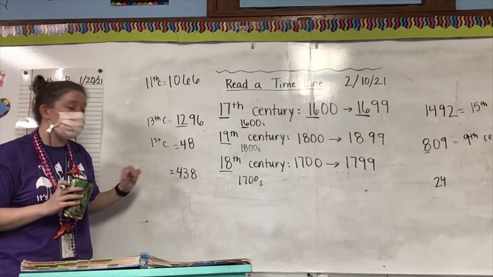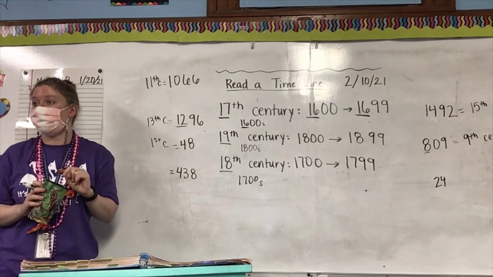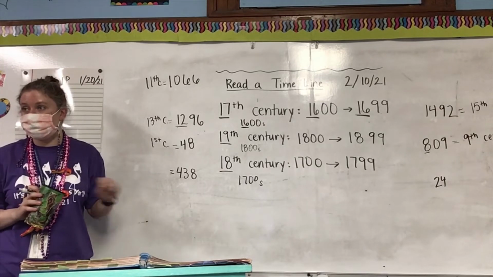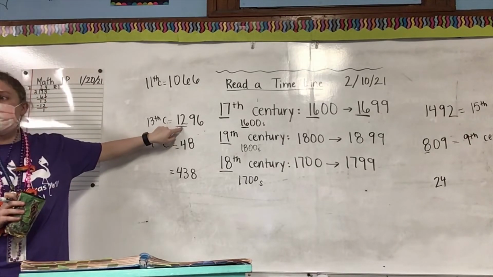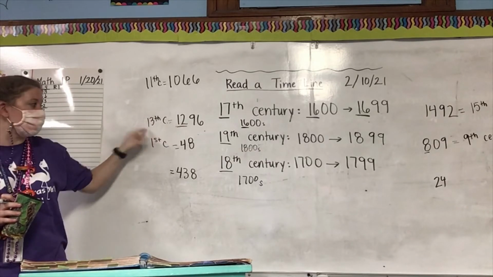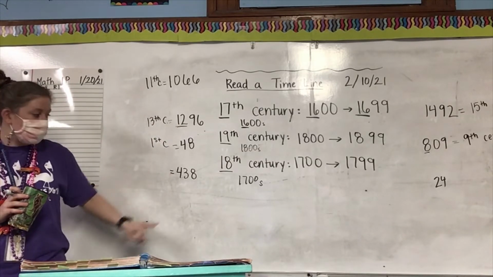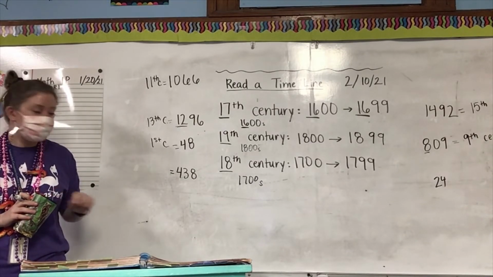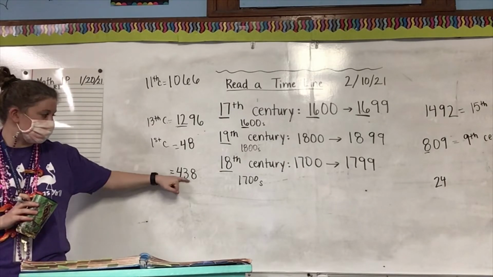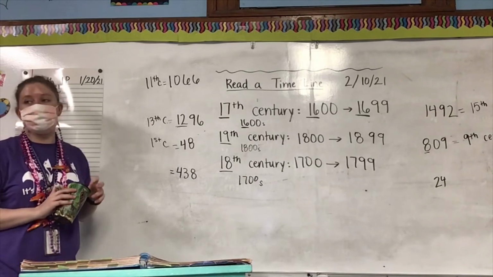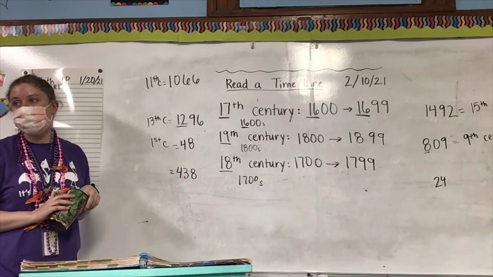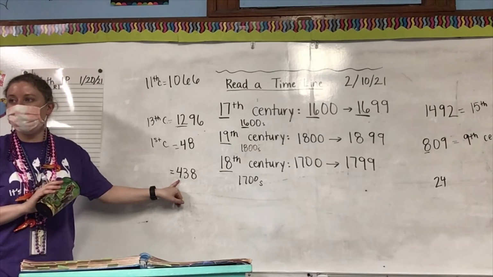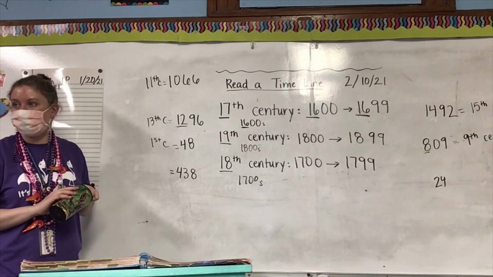Remember, if it happened in the 1st century, that means the year only has 1 or 2 digits. If the year has 3 digits, we add 1 to the first digit to get the century. If the year has 4 digits, we add 1 to the first 2 digits to get the century. So this has 3 digits. What century did it happen in? Do we add 1 to the first digit or to the first 2 digits? So what century did it happen in? What's the first digit, Ethan? If we add 1 to that, what do we get? So what century did the year 438 happen in?